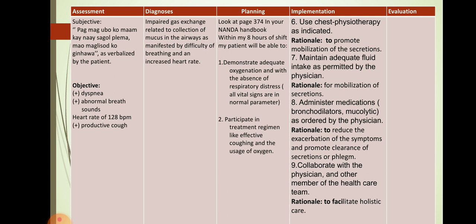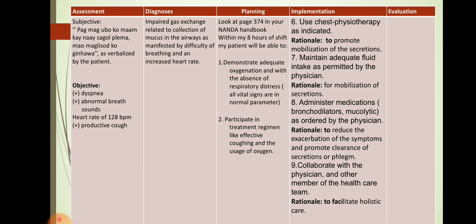Number 8, administer medications such as the following, but not limited to bronchodilators and mucolytics. The function of these medications is to facilitate the excretion of the phlegm, okay, to reduce the exacerbation of the symptoms and promote clearance of the secretion or phlegm. So as you can see here, it's a purely dependent intervention, meaning we cannot give bronchodilators without the order of the physician. We cannot give mucolytics to our clients without the physician's order. So we really have to rely sa ato ang mga doctors on this kind of intervention.